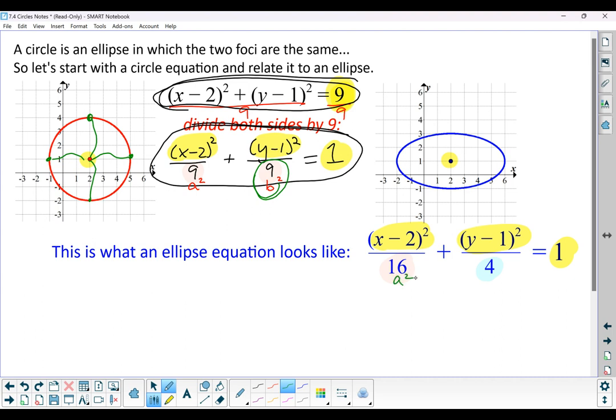For this equation, my a squared is 16. That tells me to count out 4 in the x direction, both directions. This is my b squared over here, and that tells me to count out 2 in the y direction. So I count out 2. Because those distances aren't the same, it gives us this ellipse shape.